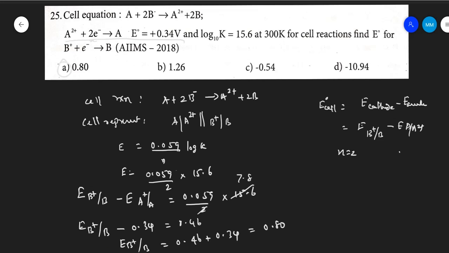The reduction potential is nothing but the reduction of B plus plus e. So here the equation is given. From the cell, you can find out the equation.